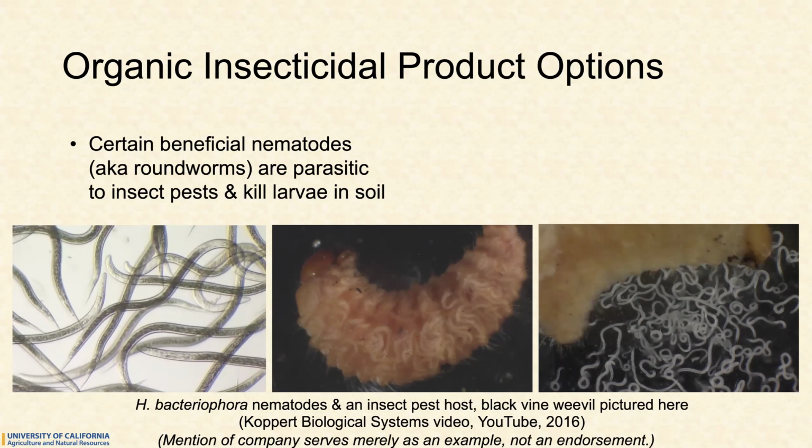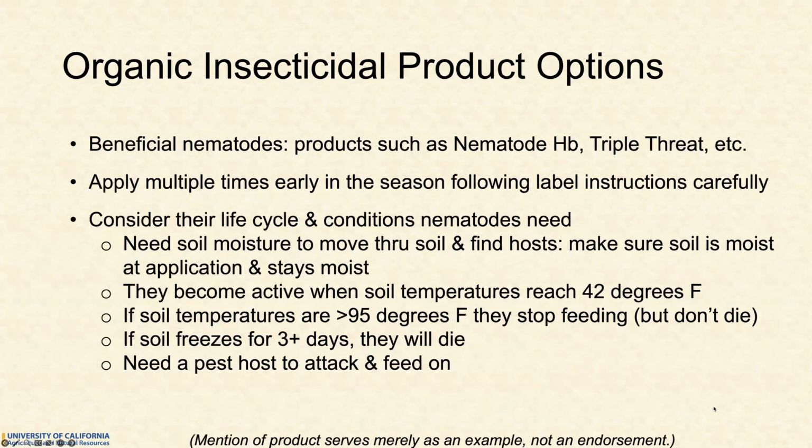Certain beneficial nematodes, like I mentioned, are parasitic. Here we have H. bacteriophora nematodes on the far left. This is what they look like swimming around outside of a host. Then here's what they look like once they've infected an insect pest host. This right here is black vine weevil, just as an example. And then they get released and swim out to go find other hosts.